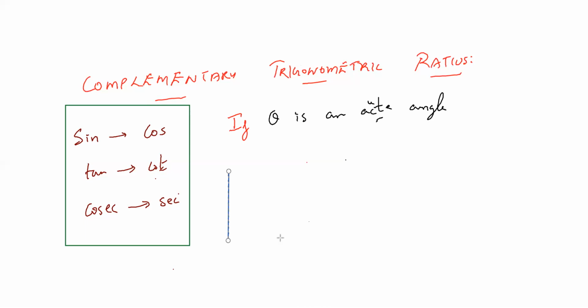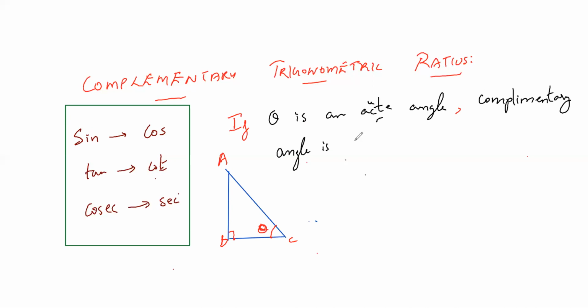A small right angle triangle I will draw. This is my theta, theta is my angle in triangle ABC. Then its complementary angle is 90 minus theta. What is it? 90 minus theta.